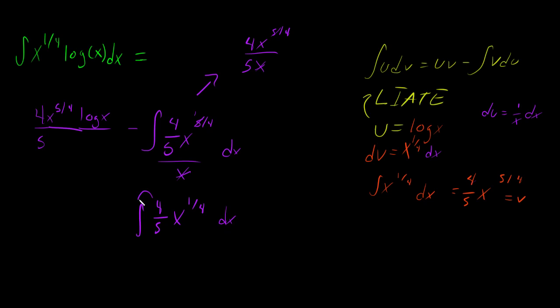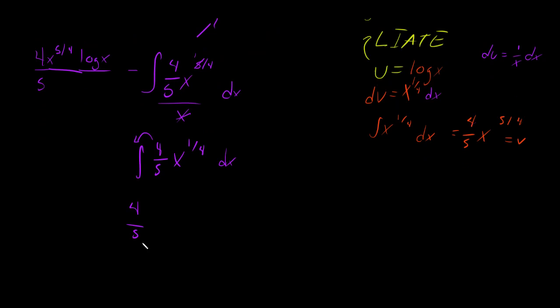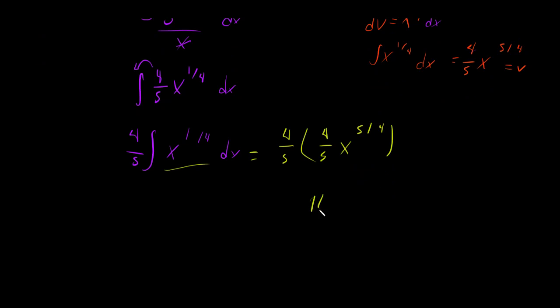What you can do is put this out in front. So you get 4/5 integral of x to the 1/4 dx. This is what we just solved for up here. So this is just going to equal 4/5 times 4/5 times x to the 5/4, which is just 16 over 20 times x to the 5/4.